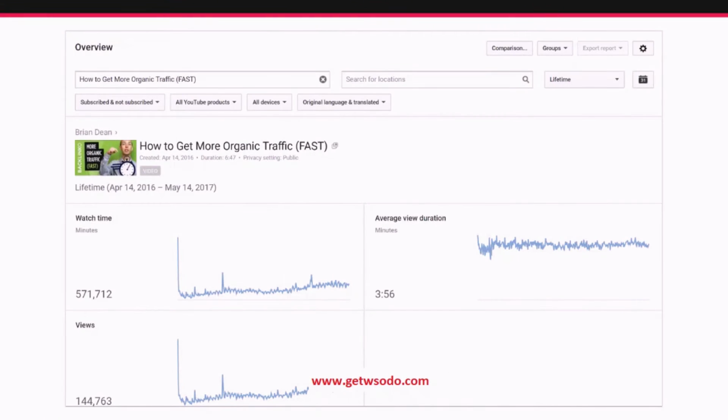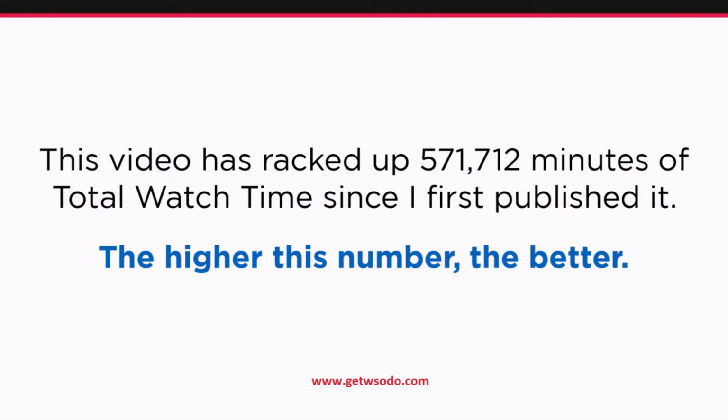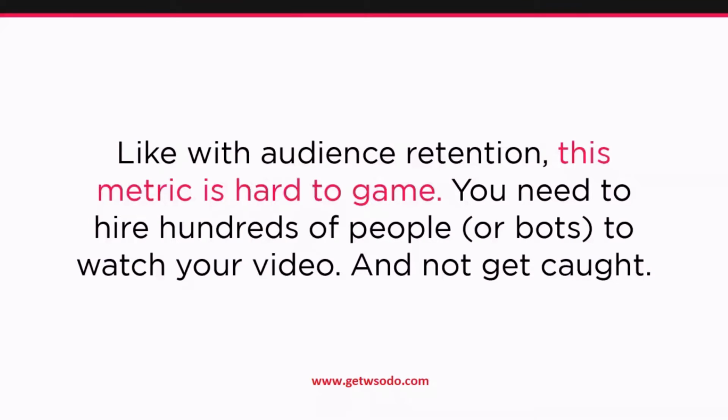For example, here's my video about getting more organic traffic. This video has racked up 571,512 minutes of total watch time since I first published it. And as you may have guessed, just like with audience retention, the higher this number, the better. So why is this ranking factor so important to YouTube? Just like with audience retention, this metric is hard to gain.